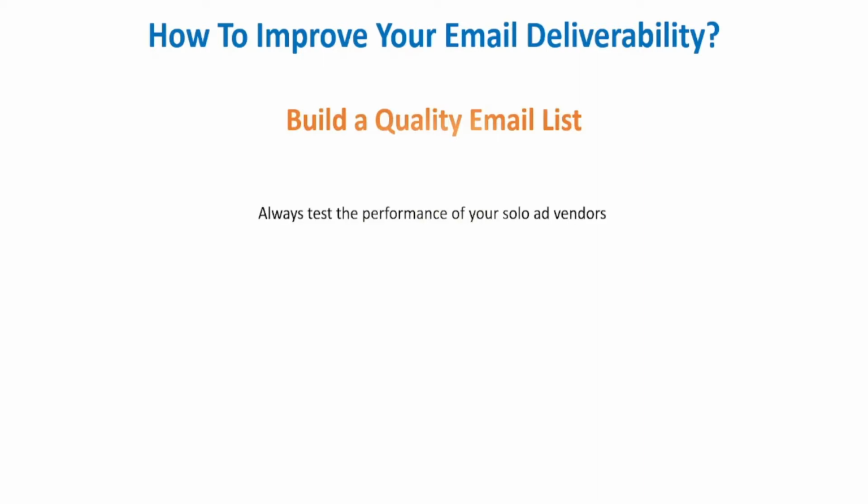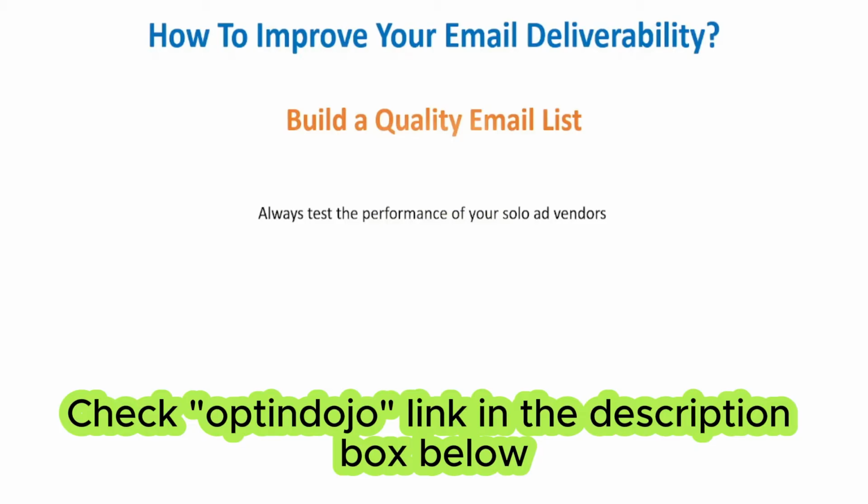Let's see tip number 1, how to improve your email deliverability. The first tip will be build a quality email list. You always need to test the performance of your solo ad vendors. How do you do that? I would recommend you to check out my top third-party tracking tool. That is a game-changing tool for affiliate marketers. So please check the link in the description box below.